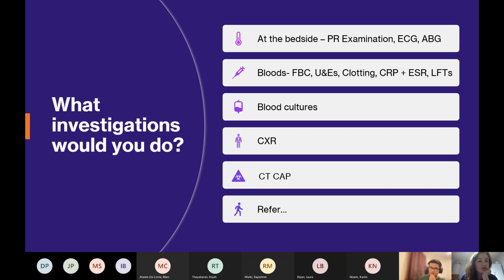Okay, cool. Right. So what investigations would you do for this man? So keeping in mind that he's got this abdominal pain with quite an extensive history with his high lipids, diabetes, hypertension, that sort of stuff. What would be some sensible things to do?